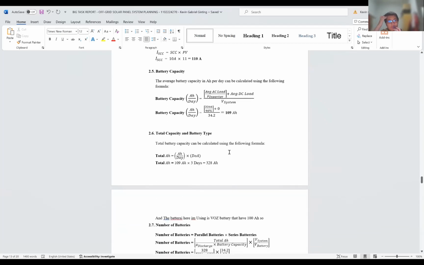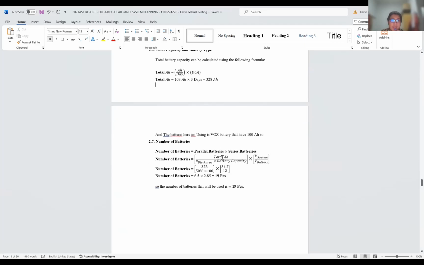And after that, you have to know the total battery capacity using this formula, and you will get 328. After that, we have to know how much battery we need so that we can run our solar panel in our home. With this formula, we get around 19 pieces of battery that my home needed, so we can run solar panel at home, and we can get around 3,000 that the daily usage needed.